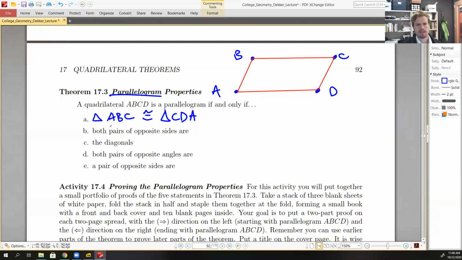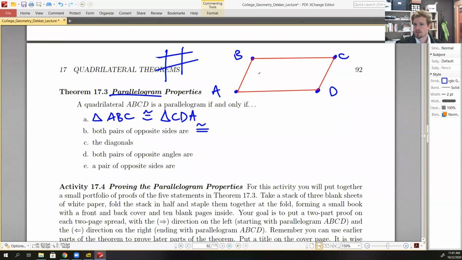All right. If we have that both pairs of opposite sides are congruent, then it's a parallelogram. And if it's a parallelogram, then both pairs of opposite sides are congruent. Remember, a parallelogram is defined to be 2 pairs of parallel lines. So a parallelogram is defined by 2 pairs of parallel lines.